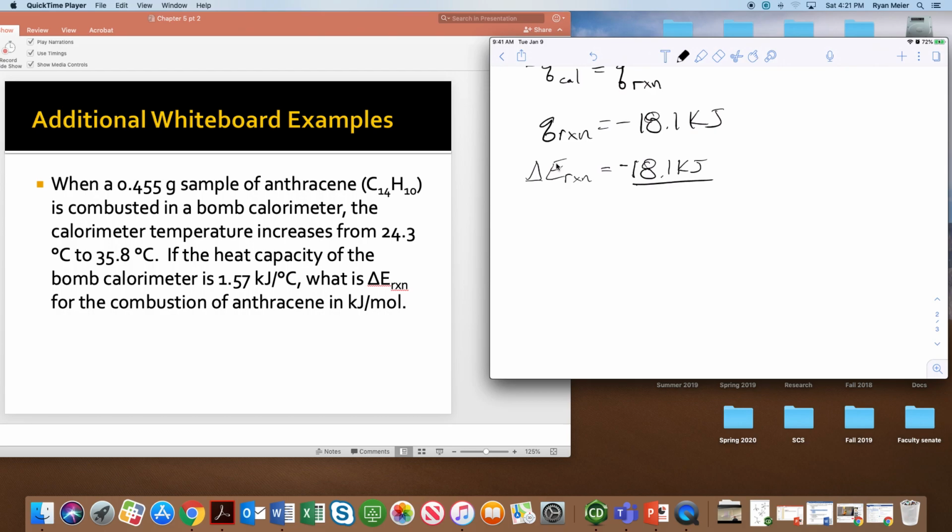For this last part, we have 0.455 grams of anthracene, the C14H10. So we do need to convert those grams to moles. I'm going to show this here. I'll do this the way I normally would, almost like dimensional analysis. We have 0.455 grams of C14H10, divided by its molar mass. All right, we want to get to moles.